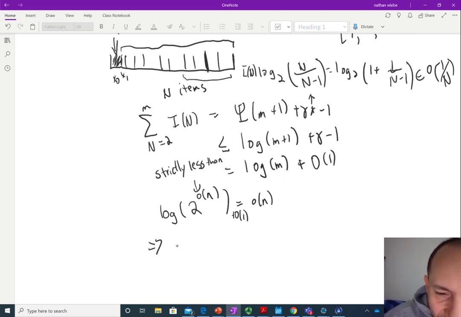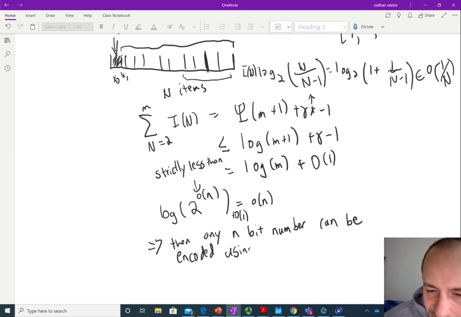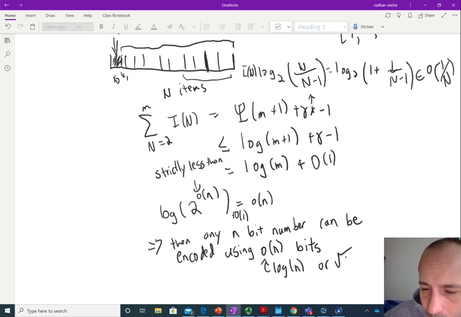So this implies that if we had a protocol that made this happen, then any n-bit number can be encoded using little o of n bits, i.e. strictly less than n bits asymptotically. So for example, what this means is like log n or square root n. All of these things are in little o of n. So if we end up having something that scales asymptotically smaller than n, we get this contradiction.